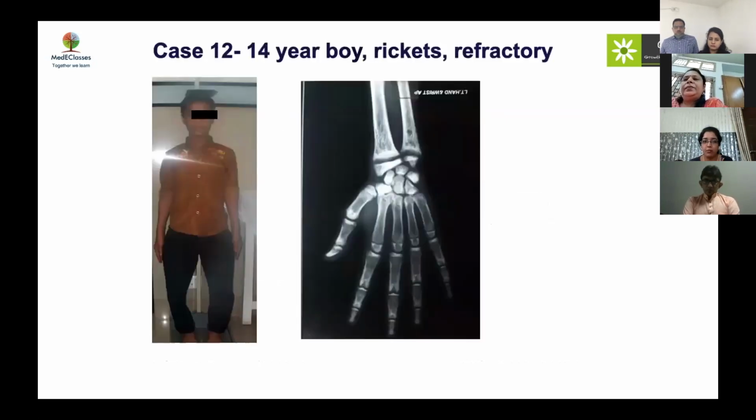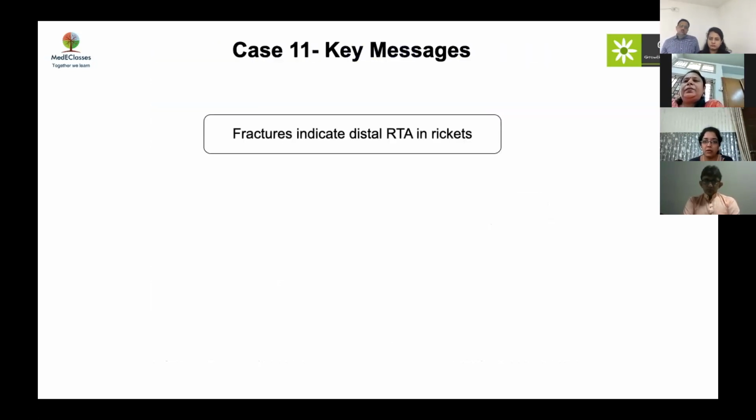So this should be kept as a possibility in mind. Thank you. I think the big message is that often if you do textbooks, you find that proximal RTA causes the rickets but not distal RTA. This is not true for India because the presentation is late. We have seen a lot of these patients presenting with severe form of bony deformities and rickets.